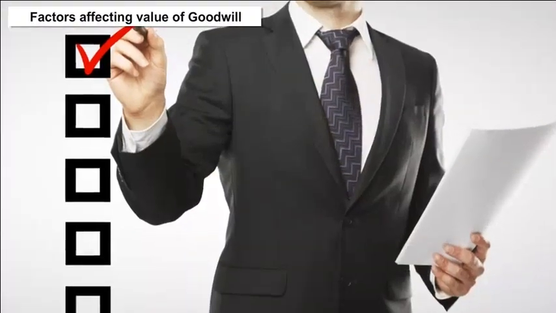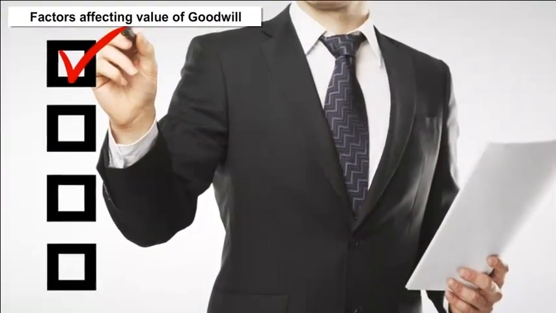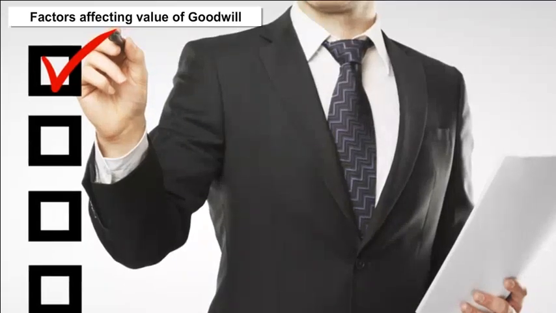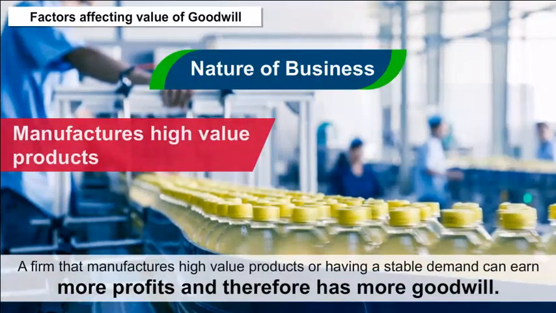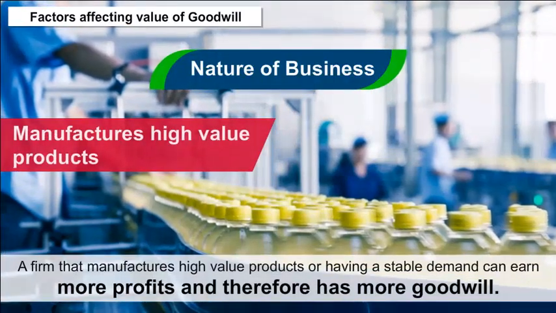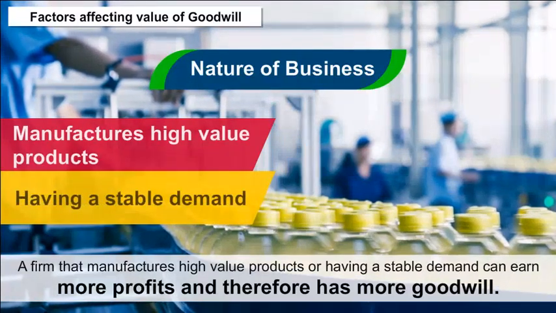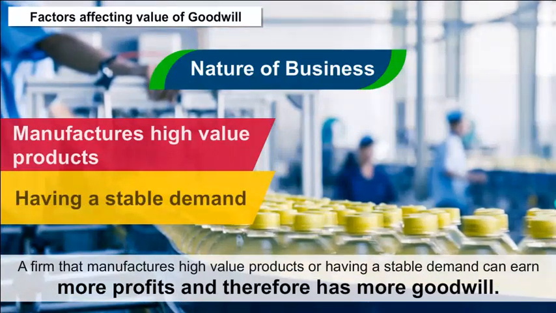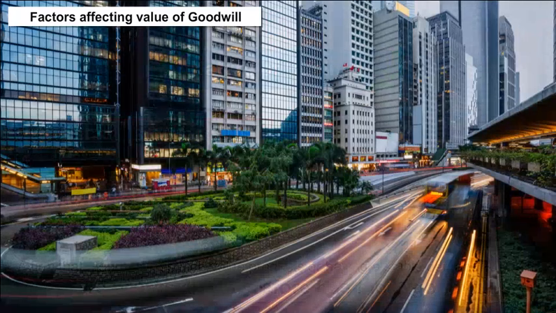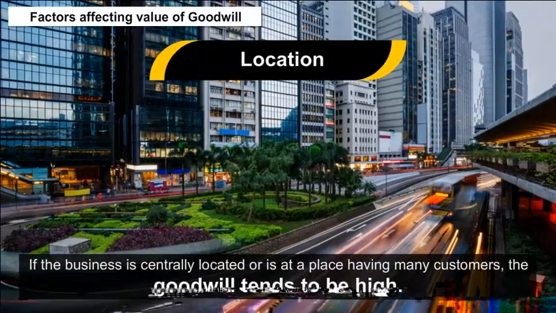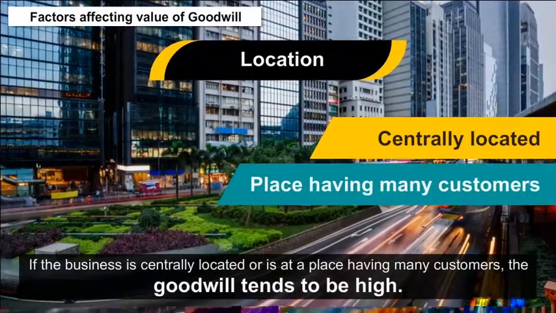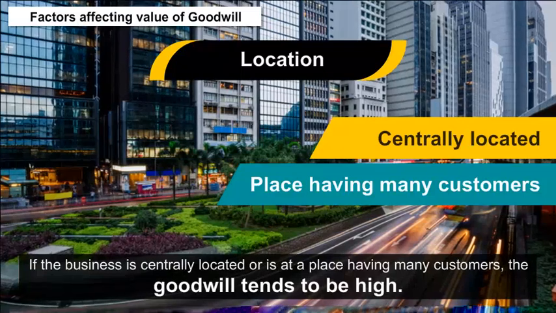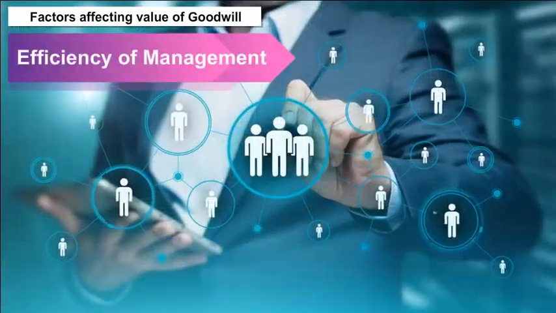Factors affecting value of goodwill. The main factors that affect the goodwill are as follows. Nature of business. A firm that manufactures high-value products or has a stable demand can earn more profits and therefore has more goodwill. Location. If the business is centrally located or is at a place having many customers, the goodwill tends to be high.